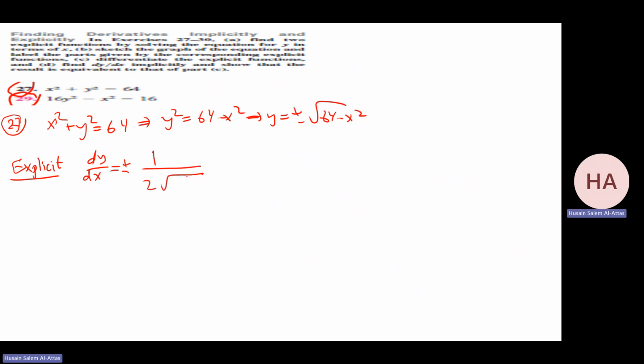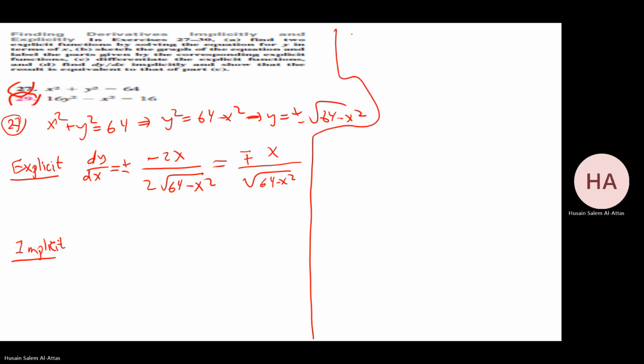1 over 2 root 64 minus x squared times minus 2x. And that will give me minus plus x over the square root of 64 minus x squared. Implicit, I will come back to this one, but let me do the implicit way. I'll do 28 here.